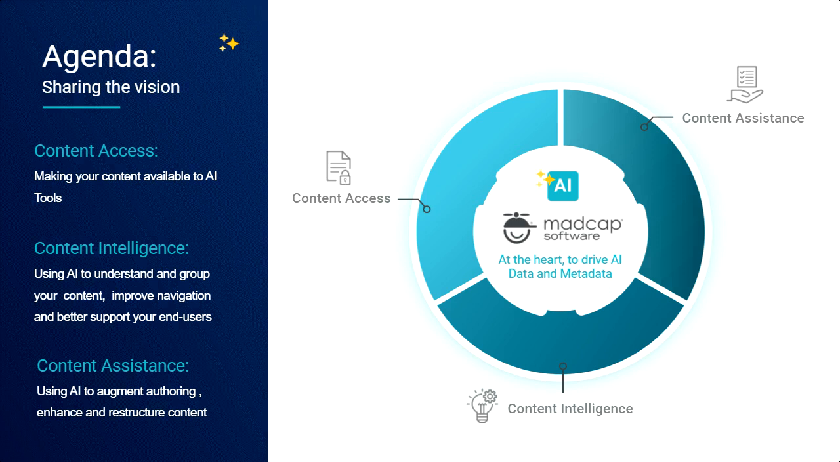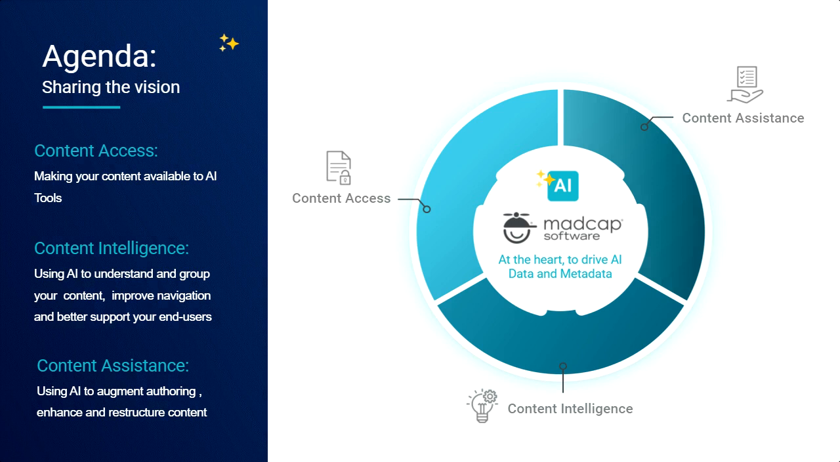The second core area is content intelligence. How do we use AI to group your content, improve your content, improve navigation, and better support your end users of the documentation? How do we use AI to make it easier for people to find relevant, precise content, around things like semantic search, content recommendations, and more of the like? So, more of the content intelligence.